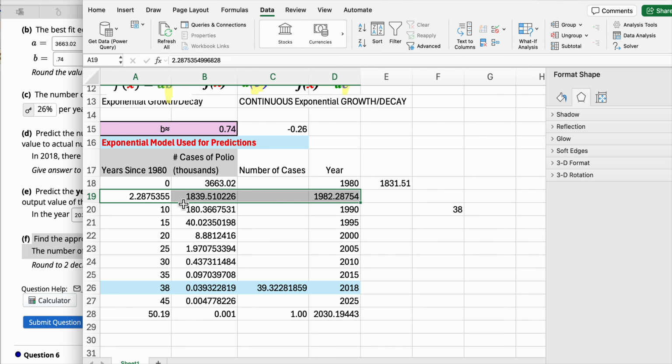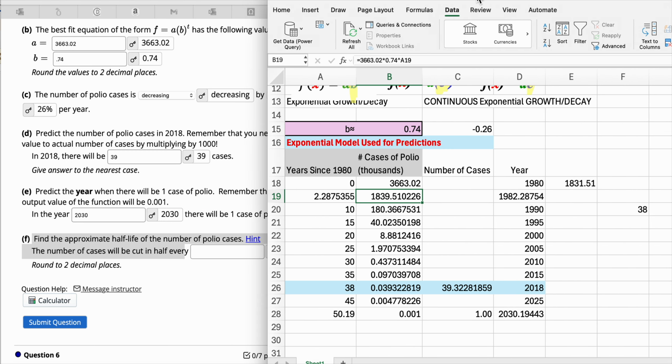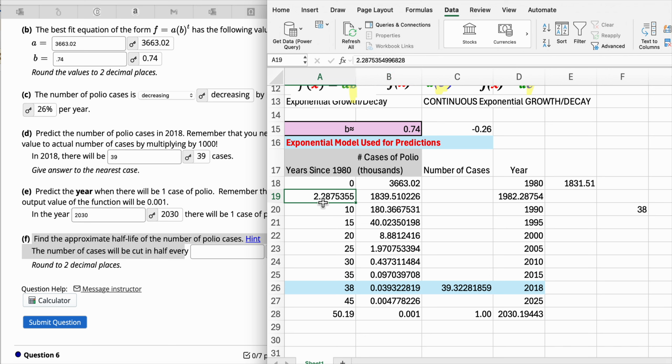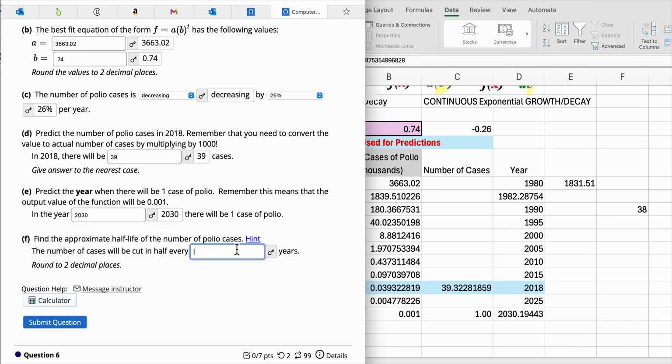So I can see here that about every 2.29 years, that's how long it took for the number of polio cases to be cut in half. All right, so this says round to 2 decimal places, so I'm going to round this to 2.29. Every 2.29 years. Okay, it should work. That's got 1 decimal place, but every 2.29 years or 3 years, the number of cases is cut in half.